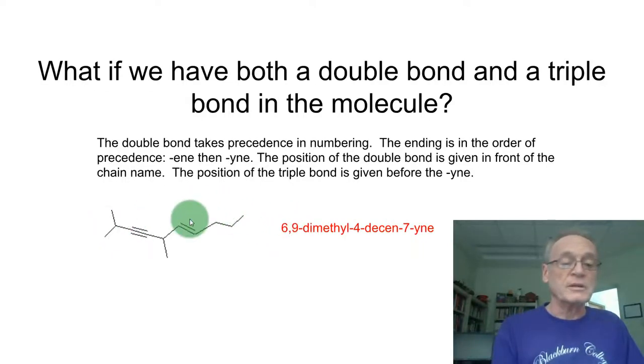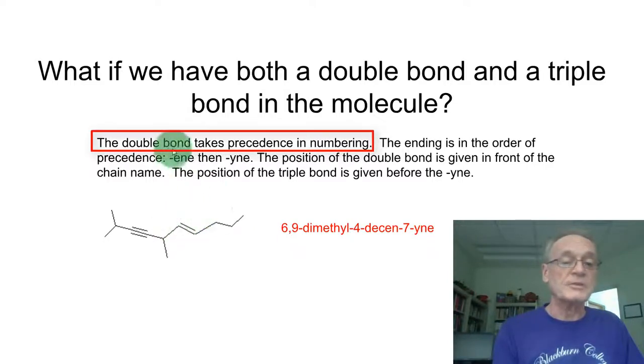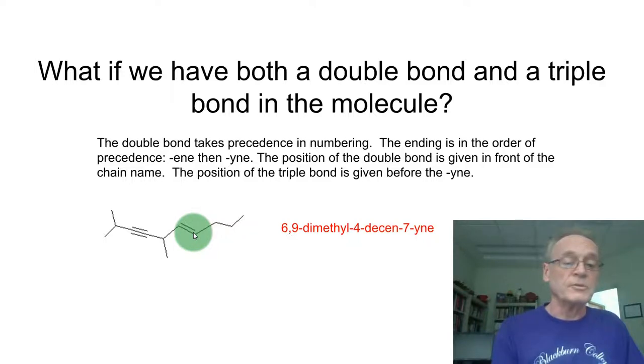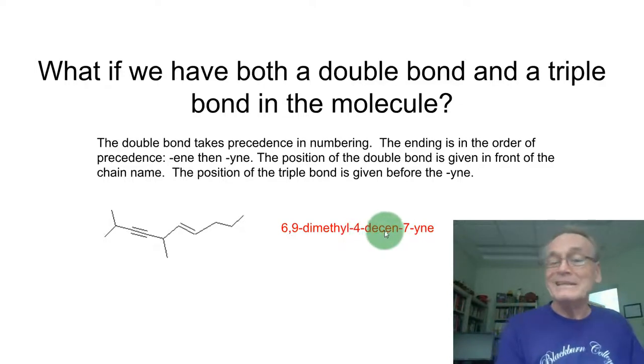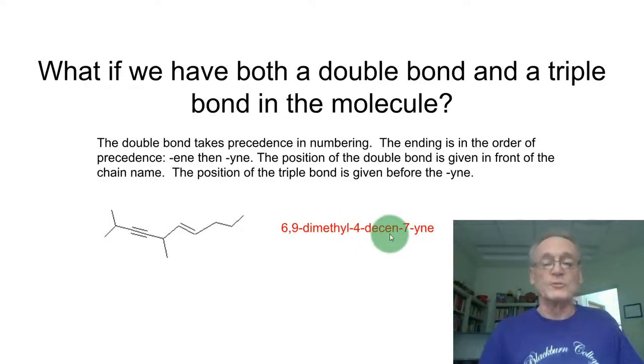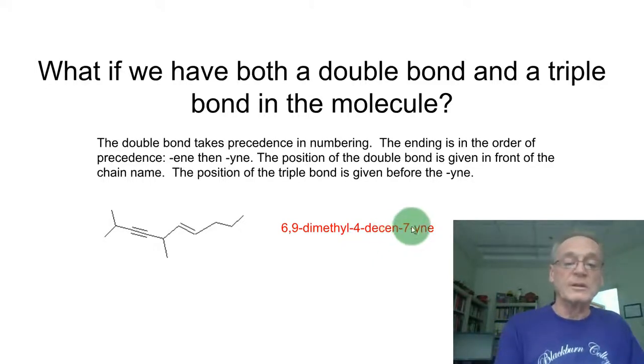Numbering is from which end? Well, this end is closest to the triple bond, but this end is closest to the double bond. And as I said, the double bond takes precedence. So 1, 2, 3, 4. So the double bond starts at carbon number 4, so it's 4-decene. And then, that's 5, 6, 7. The triple bond starts at carbon number 7. So we put the 7 in front of the yne ending. We can't put it in front of the whole thing because then it would be 4,7-decene-yne. We wouldn't know which one was the 4 and which one was the 7. So we put the 7 in front of the ending.